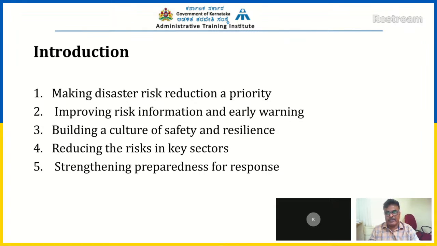So in the introduction, I'm making disaster risk reduction a priority. Basically, preparedness means what? We are taking all the measures to ensure that the impacts or the effects of the disaster are reduced and managed well during the disaster and post-disaster. Basically, that is the intention. So, making disaster risk reduction a priority. This is under the Sendai Framework for Disaster Risk Reduction, which was signed by India in Japan.